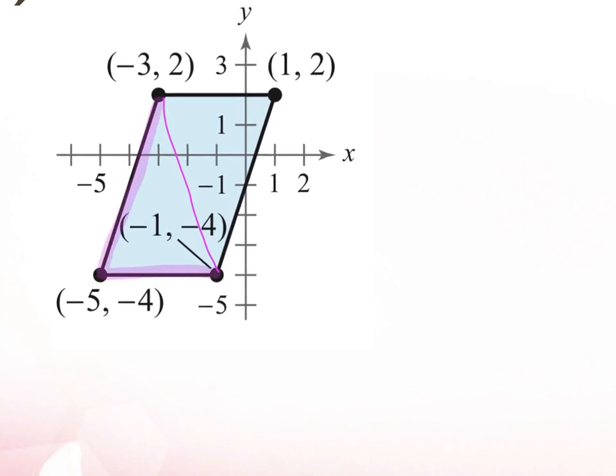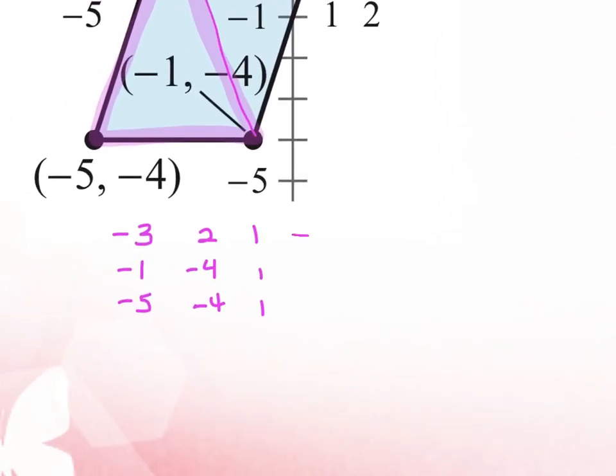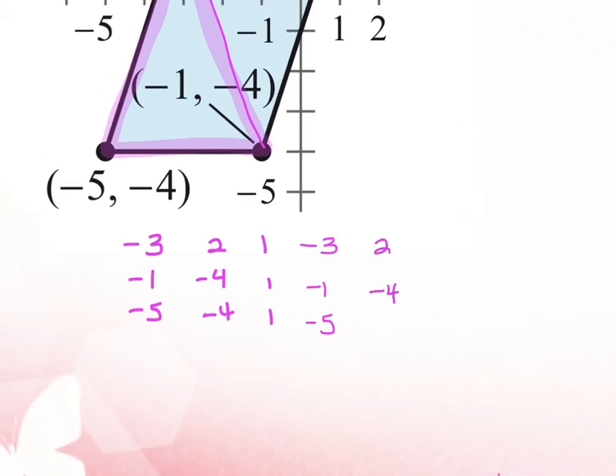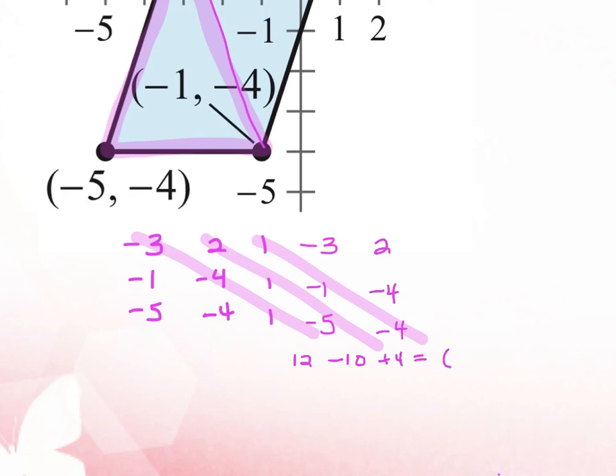The first one being these 3. So that's -3, 2, -1, -4, -5, -4. And then I'm going to fill the last column in with 1s. Duplicate it again. Top left, bottom right first. -3 times -4 is 12, times 1 is 12. 2 times 1 times -5, -10. 1 times -1 times -4, +4. And I get 6.